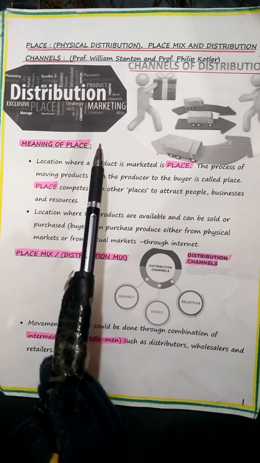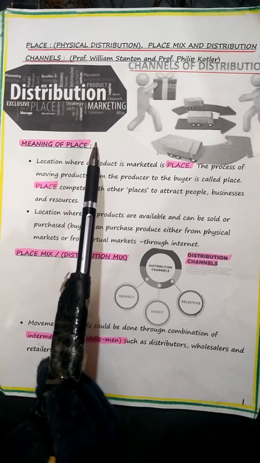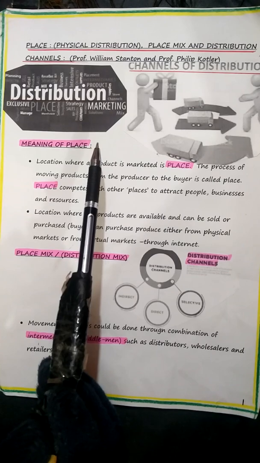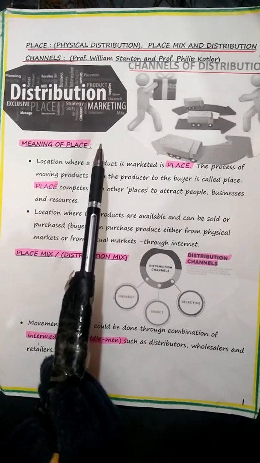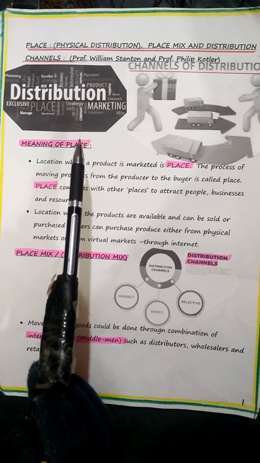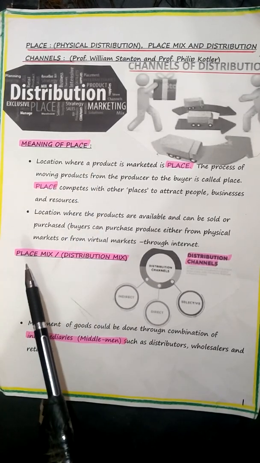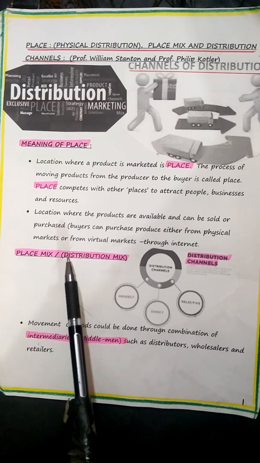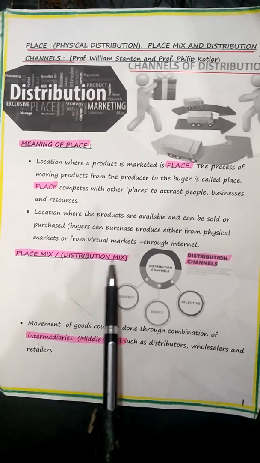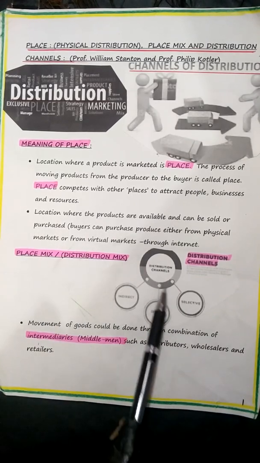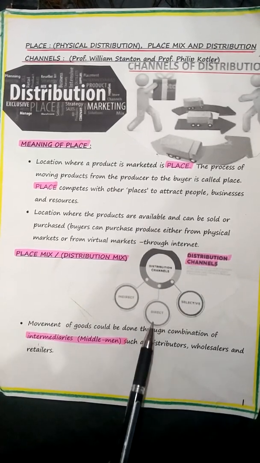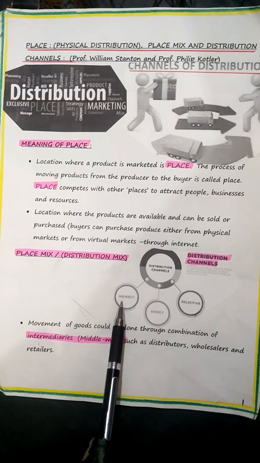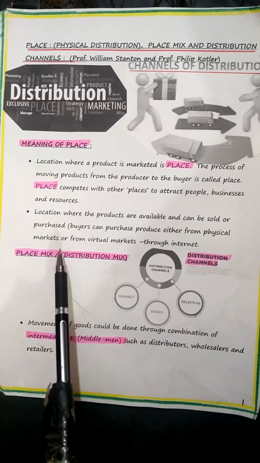Proper place will affect people's decision to visit your shop and buy the product. Place must be chosen wisely. So, place is an important marketing tool, an important element of the marketing mix. Let's move on to place mix. Place mix is also called distribution mix. There's a small picture here, distribution channel. You have selective, direct and indirect. I'm going to explain that a little later. First we move on to place mix.